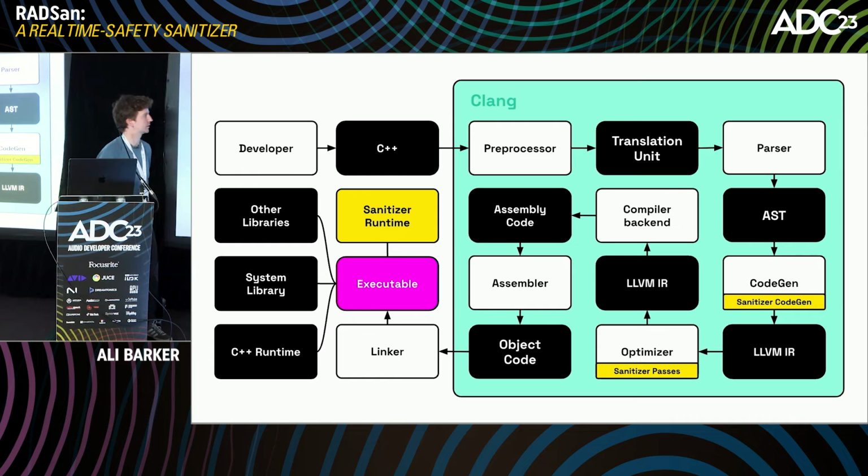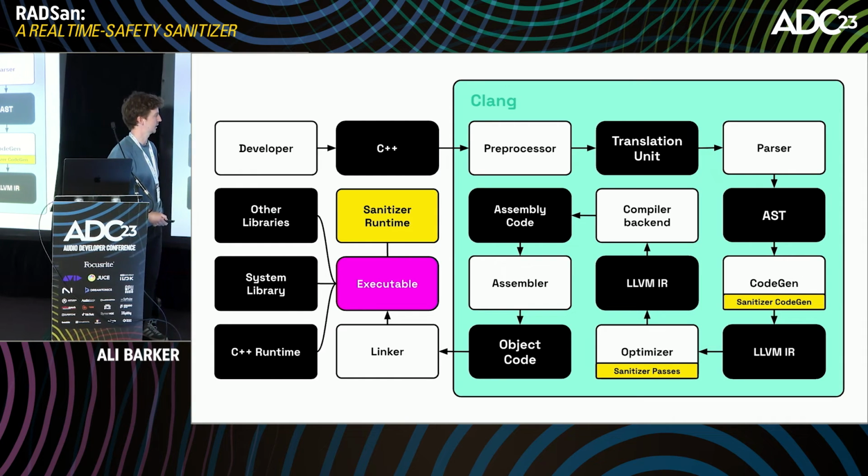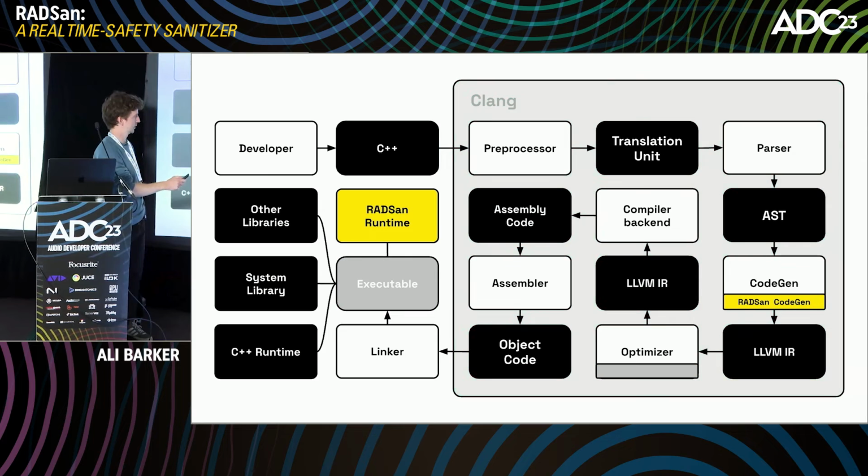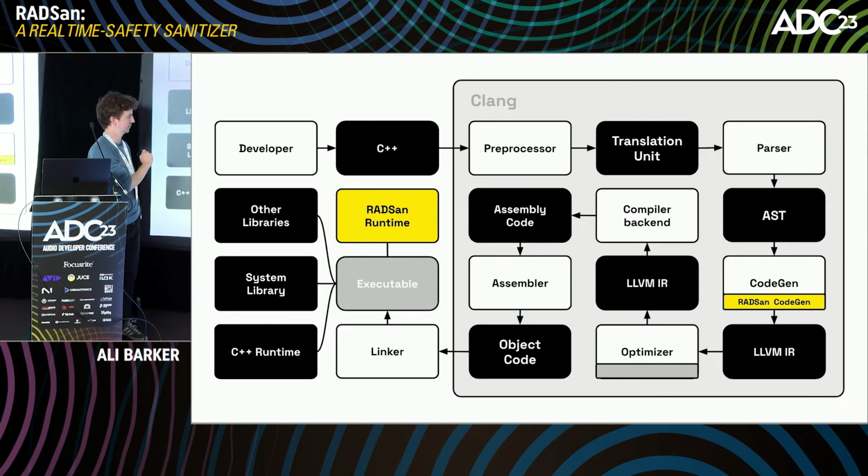So I'm just going to go back to this diagram that David introduced earlier of the sanitizers, and the RADSan runtime that we've introduced adds two areas to LLVM and Clang. There is the codegen section here on the right, and then there's also a runtime library that gets linked to at runtime.